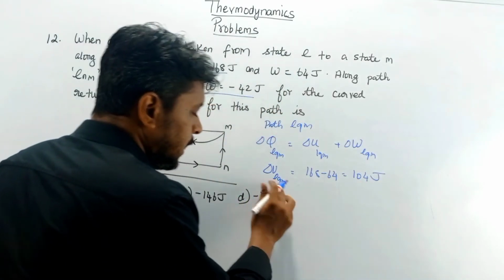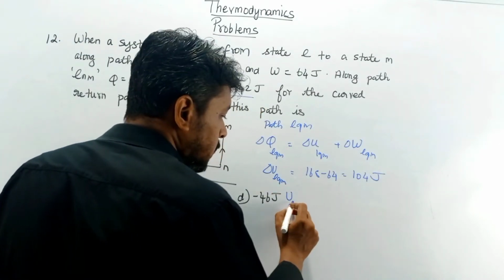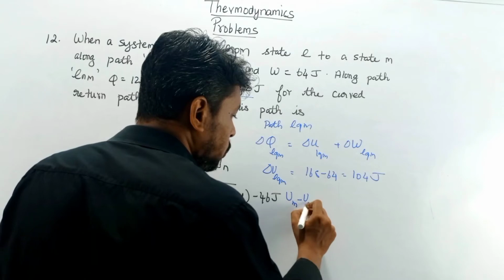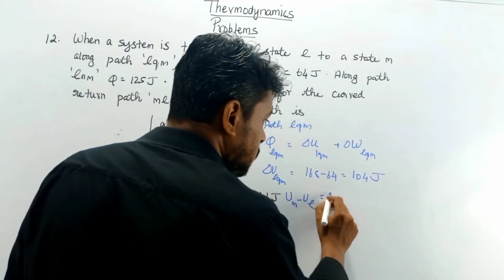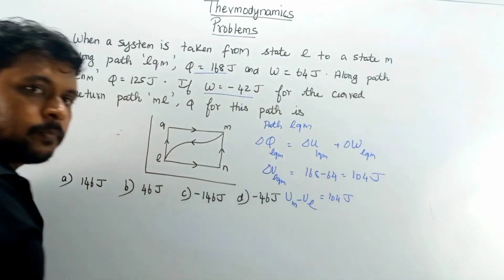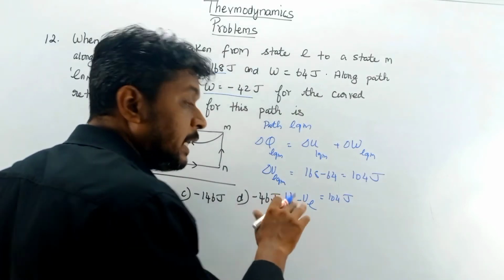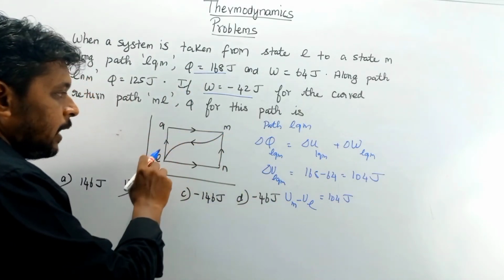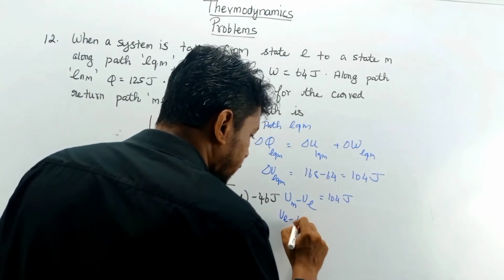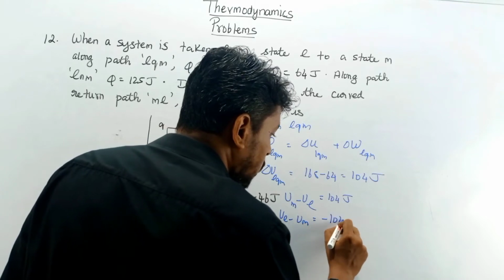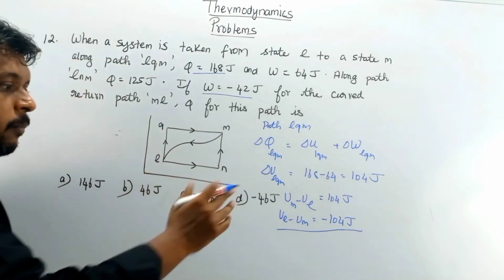Here, this delta U is nothing but the change of internal energy. So what is the final value? UM minus UL, because the initial point is L and the final point is M. So UM minus UL value is 104 joules. Now in this path ML, the values will be in reverse order, because the initial point will be M and the final point will be L. So this could be written as UL minus UM, which is minus 104 joules. So the change in internal energy through this path is minus 104 joules.